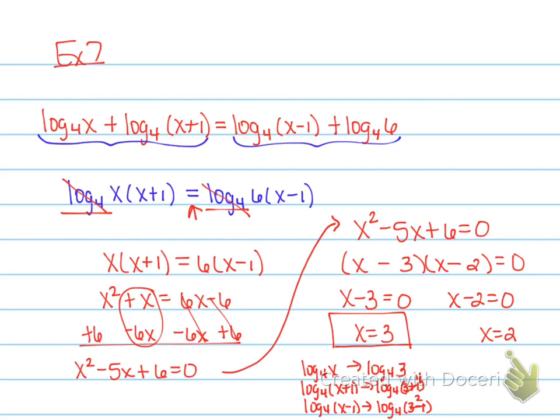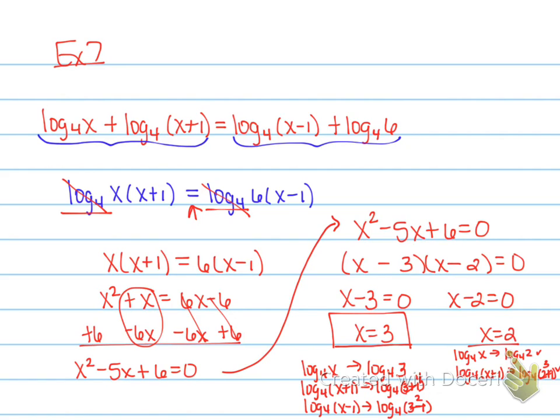And so we have to check 2 as well. So let's do the same thing. The first log we had was just log base 4 of x. So that means we would have log base 4 of 2. That's okay. Then we had log base 4 of x plus 1. So I'd get log base 4 of 2 plus 1, which is 3, so that's okay.